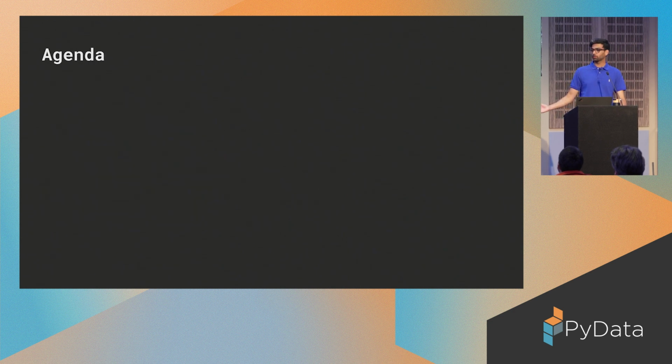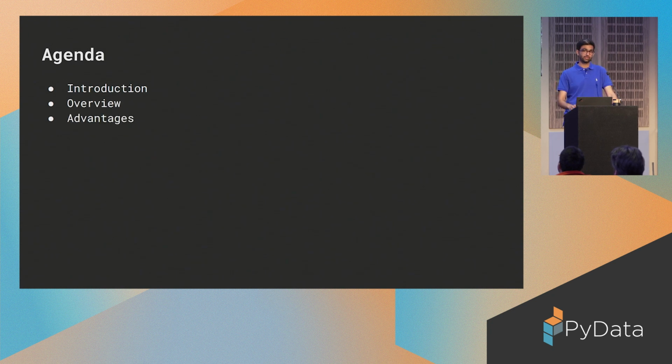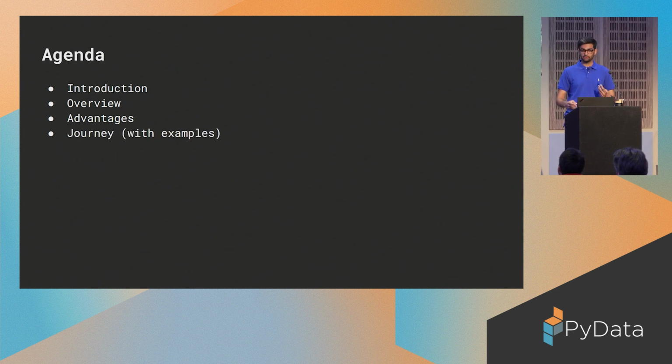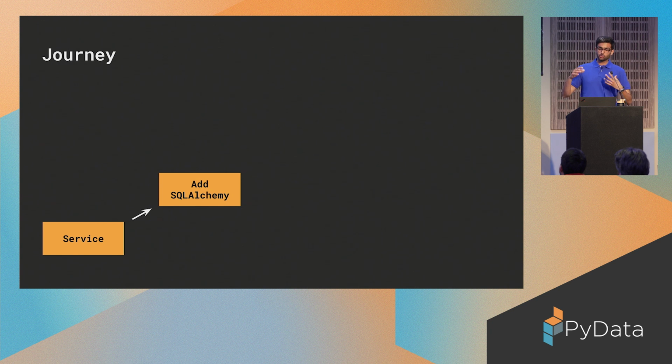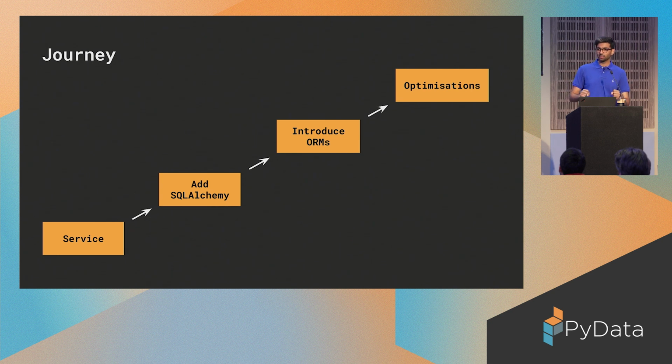But what are we gonna talk about today? The agenda for today is SQLAlchemy. I'm gonna give a bit of an introduction, some overview, and discuss some advantages. But the main bulk of this talk would be a journey with some examples. The journey would be something like you start with a random microservice that we've designed, and this journey will take you through multiple steps, and the service now uses raw SQL text. We'll add SQLAlchemy to this, then we'll add ORMs, and then finally we'll add some optimisations. So it's a step-by-step journey with some examples. Let's get started.